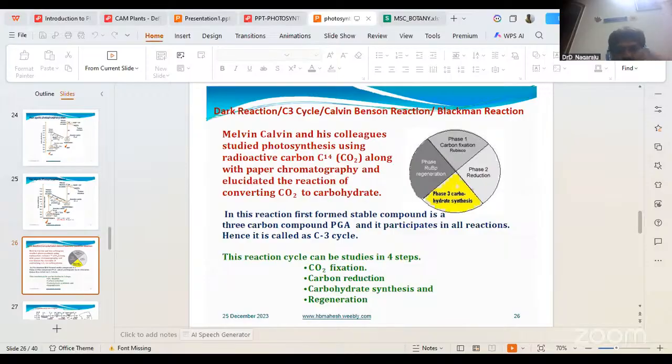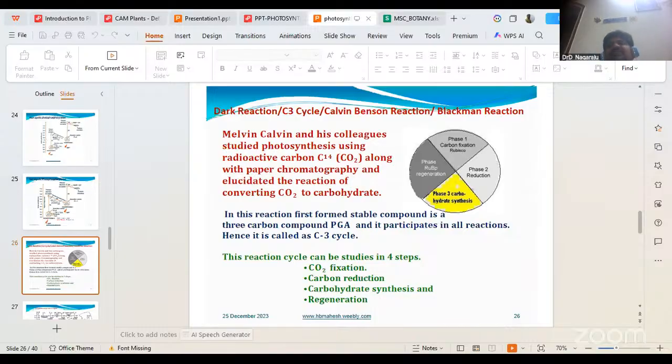There is a lot of variation between the C3 and C4 cycle. In the C3 plant the first product is 3PGA. In the C4 plant the first product is oxaloacetic acid. In the C3 cycle the first fixation molecule is RuBP. In the C4 cycle the first fixation molecule is PEP. Like that, many differences are there. Here you see the C4 cycle.